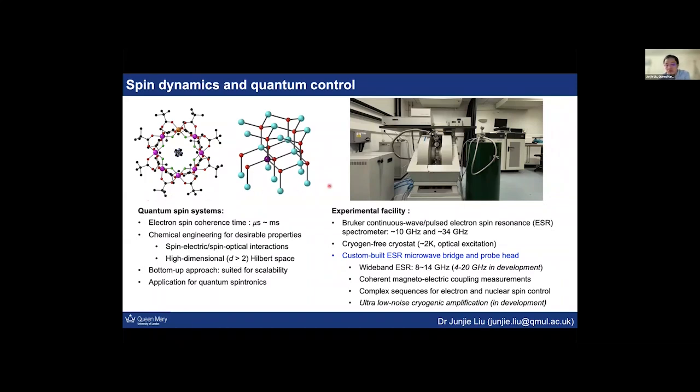In my group, I'm an experimentalist, and the technique we use is electron spin resonance. We have a standard Bruker ESR bridge at Queen Mary, but many of the results I'm going to show today were measured with a custom-built ESR bridge and probe head we developed. This custom-built system gives us a lot more capability, allowing experiments that are very difficult or even impossible in a standard ESR setup.